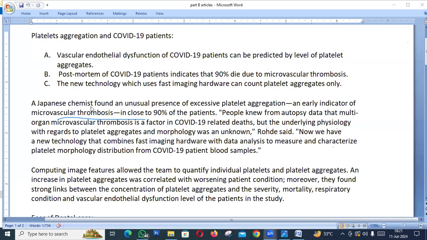Okay, even scheme is found unusual presence of excess platelets. No, this is okay, but why? How will you relate it with 90%?